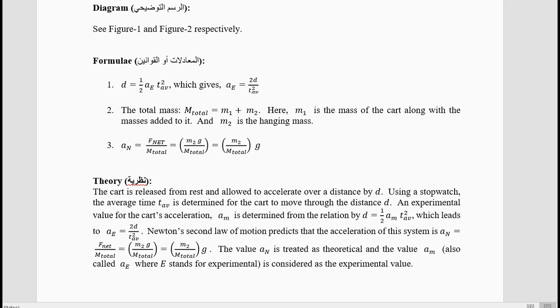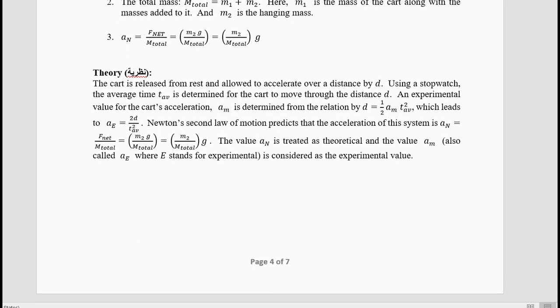Now an equal to F net divided by M total. F net is the hanging mass, which is M2 g. The F net comes from the hanging mass, so it is M2 g divided by M total. It is M2 divided by M total into g. We sometimes take the ratios of the masses as we have seen in the problem, and g is written outside.